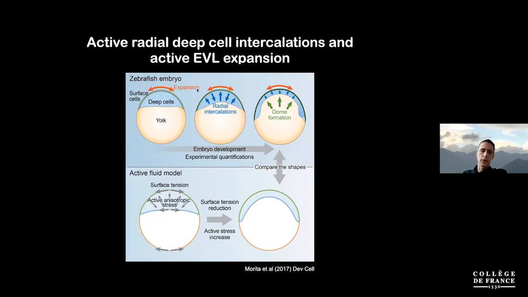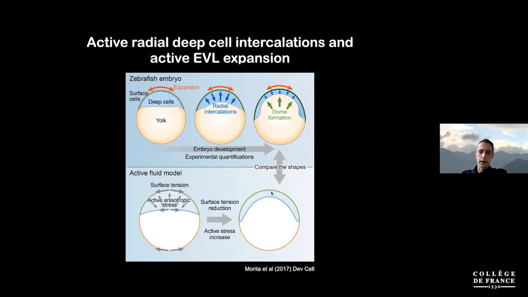The other force-generating process we postulated is active intercalation of deep cells along the radial axis of the tissue, essentially cells moving along the radial axis here and undergoing intercalation, thereby thinning the tissue along this dimension and then extending it along the other two dimensions. So this active radial intercalation was postulated as triggering an active anisotropic tension stress within the tissue. And this then leads to, and contributes together with the expansion, together with the reduction of surface tension, the spreading of the tissue over the yolk cell.